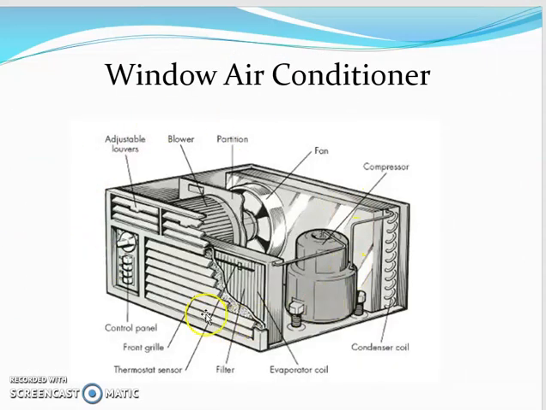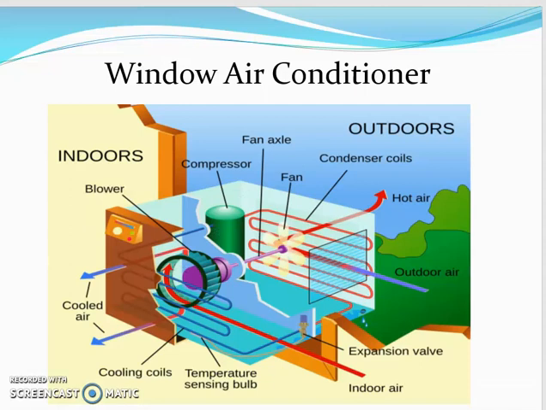Construction: it consists of control panel, front grille, adjustable louvers, thermostatic sensors, filter, evaporator coil, condenser coil, compressor, condenser fan, partition and evaporator blower. So these are the major components of a window air conditioner. Function we will discuss afterwards.